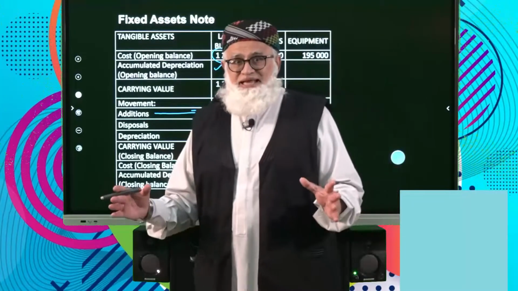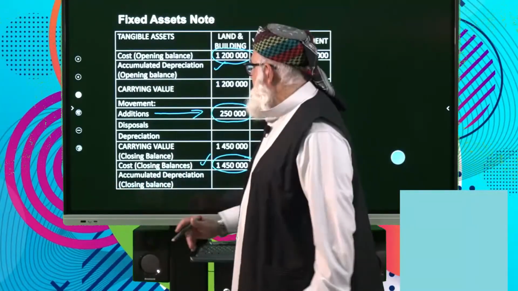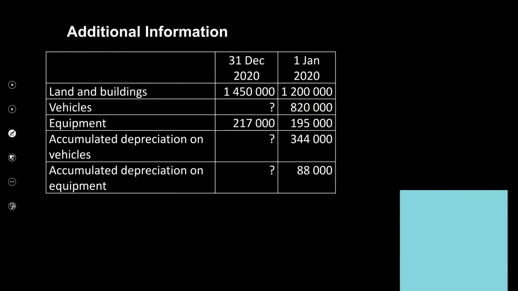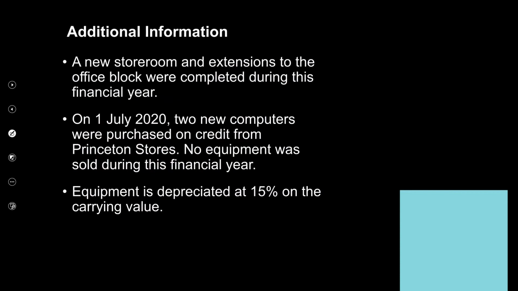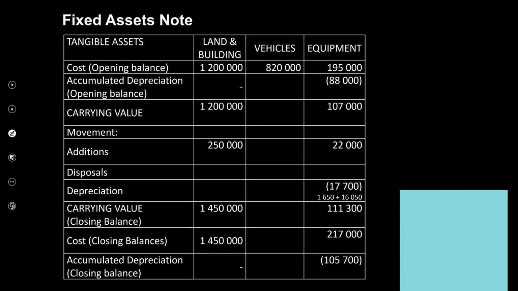Okay, so that's land and buildings done and dusted. So we sorted that one. Let's go on to the next one. And the next one we're going to be doing is the equipment, I think. That's my calculation. Yes, equipment, right.